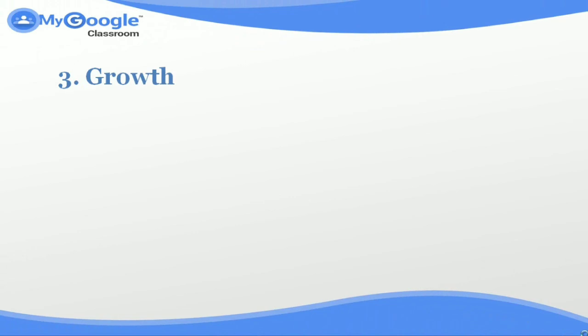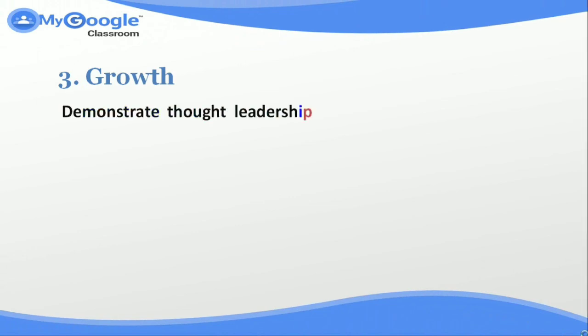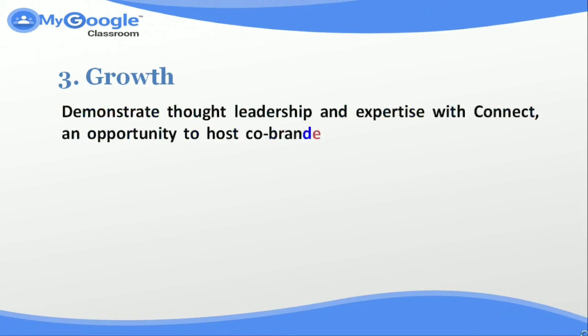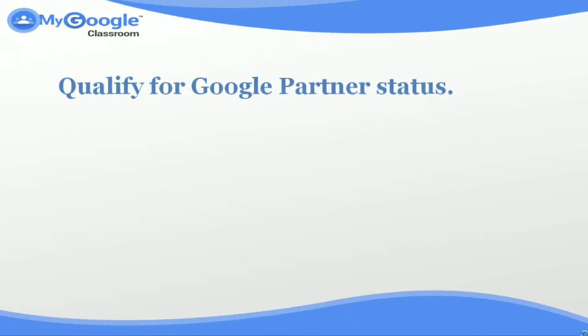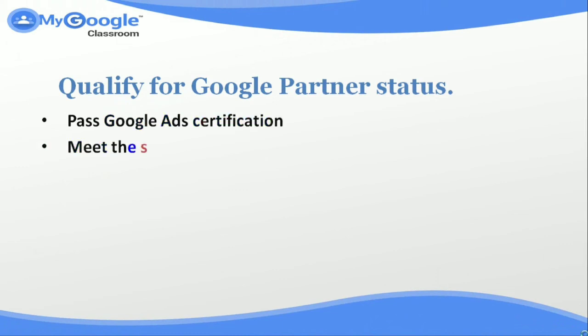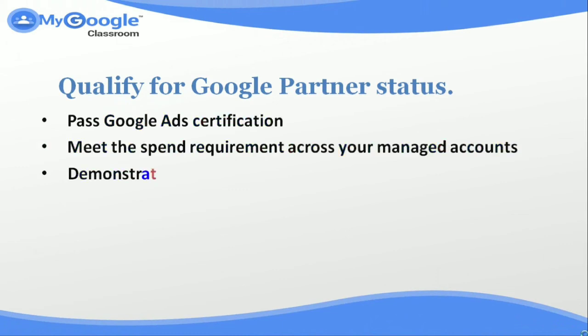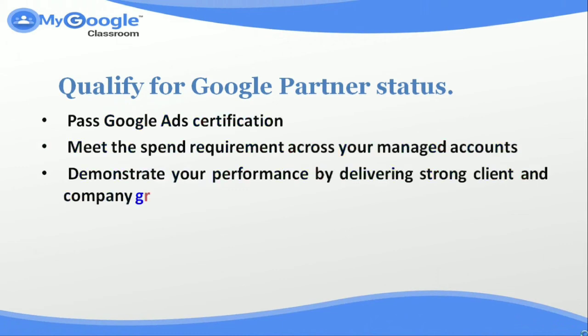Number 3, growth. Demonstrate thought leadership and expertise with Connect, an opportunity to host co-brand events. You can also pitch and onboard new clients with Google Ads promotional offers. Qualify for Google Partner status. Pass Google Ads certification. Meet the spend requirement across your management account. Demonstrate your performance by delivering strong client and company growth.